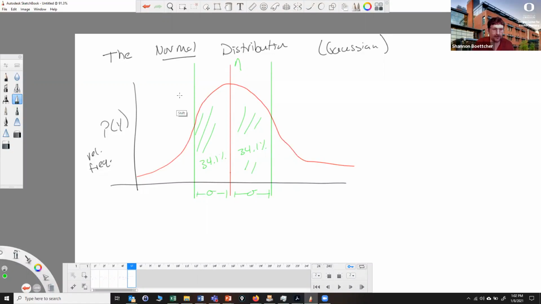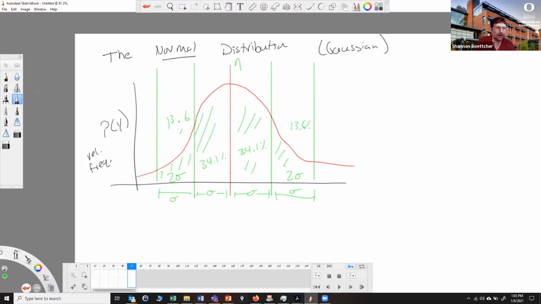Excellent. So now what if I go out one more standard deviation? We're going to call this the 2 sigma, this is another sigma, I guess I should write it that way. So the total distance would be 2 sigma. So what area is under this? It's 13.6%, okay?